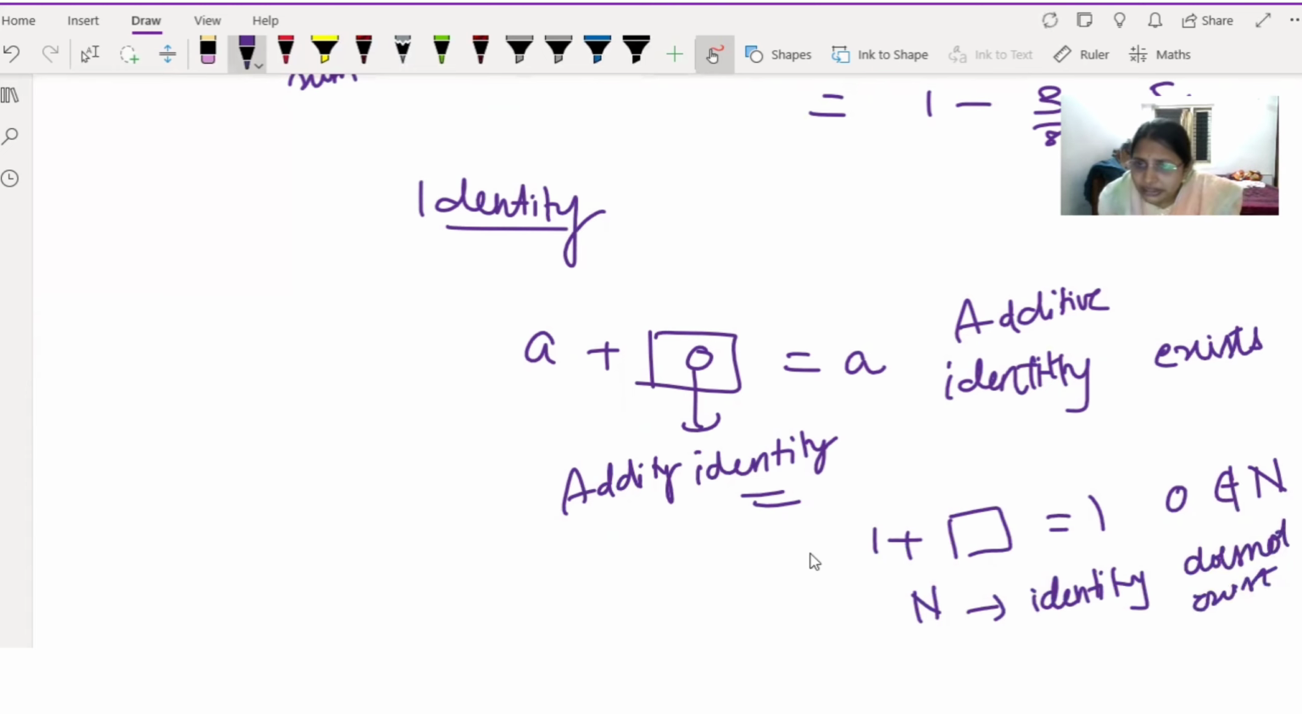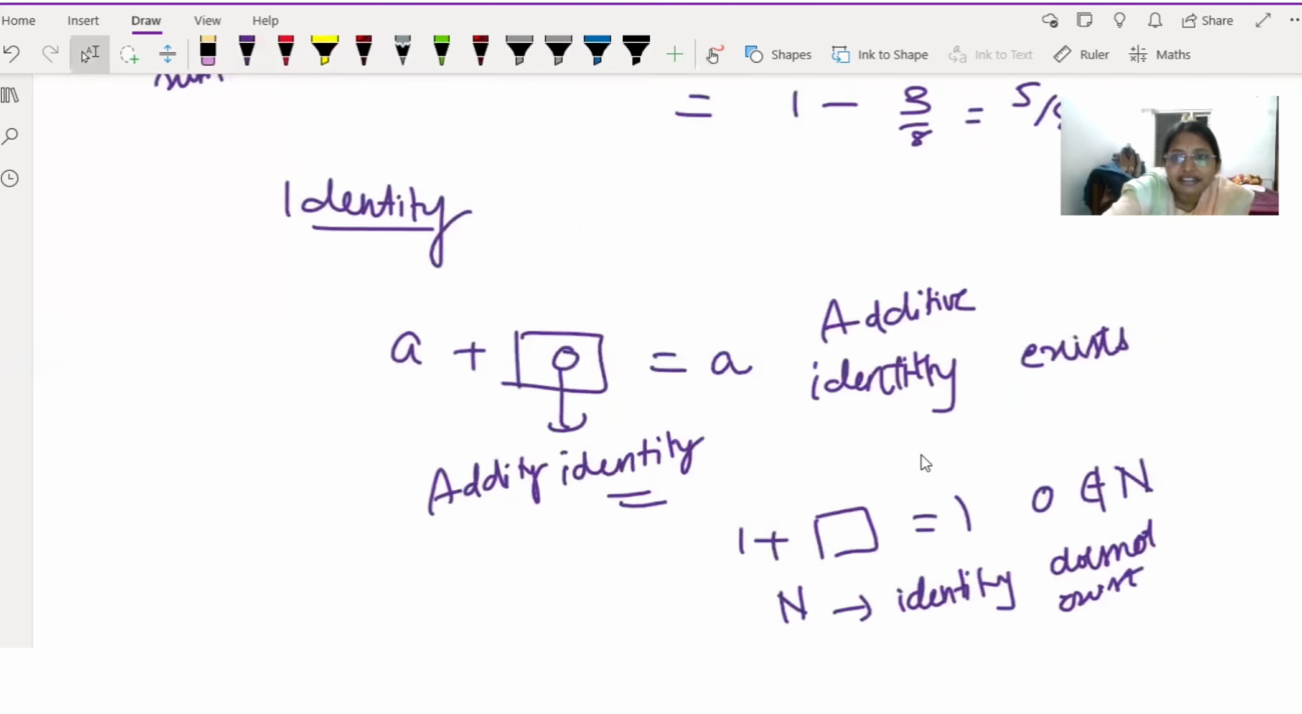Again, in whole numbers, 0 is there. For whole numbers, additive identity exists. For integers, additive identity exists. For rational numbers, additive identity exists. Let us check for multiplicative identity.